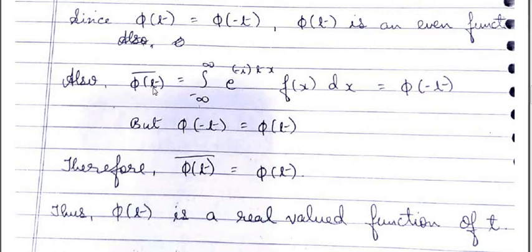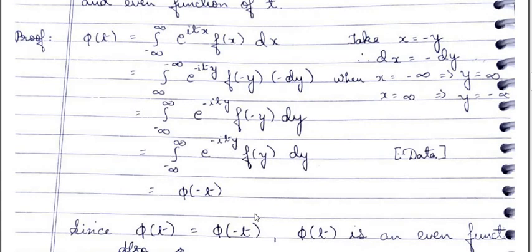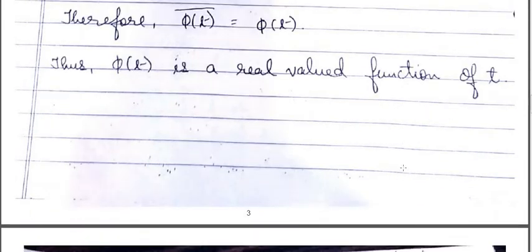So here we have phi of t bar is equal to the integral from minus infinity to plus infinity. This is what bar actually means, minus, negative. So minus i t x f(x) dx. This is nothing but phi of minus t. So phi of minus t is equal to phi t. Phi t is an even function, that we have to prove here. Therefore phi of t bar is equal to phi of t, because phi of minus t is equal to phi t, so phi of t bar is equal to phi t. So phi t is a real valued function of t.